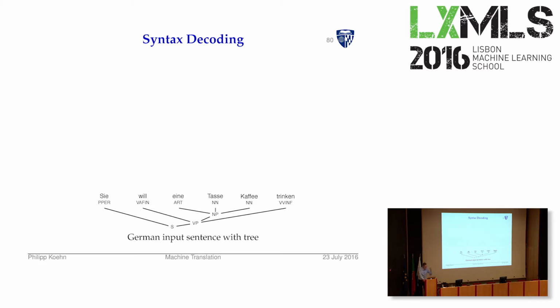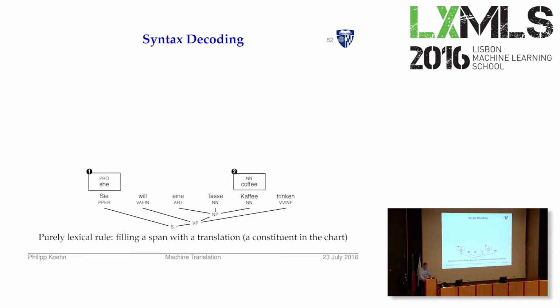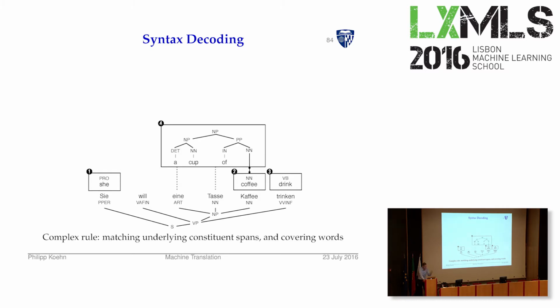So this is a German sentence. Sie will eine Tasse Kaffee trinken. That means, word by word translated, she wants a cup coffee drink. So that's how Germans talk. And we start at the bottom, see if we can translate any individual words. So maybe she becomes a pronoun, and coffee is a noun, and drink is a verb. And then we have larger rules. This is now a mix of non-terminals and terminals that translates eine Tasse, noun, into a cup of noun, and that noun could be anything. Since we already have a translation for the noun produced, we can now apply this rule on top of that.